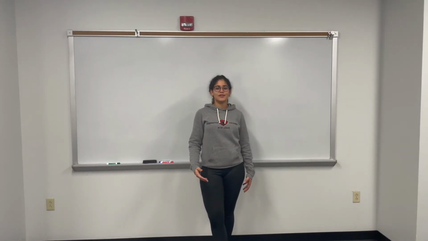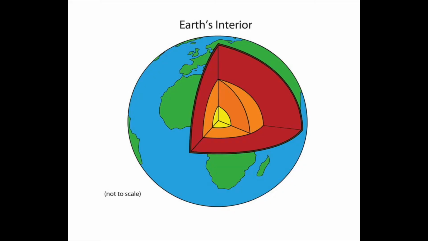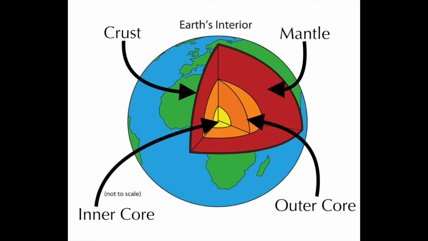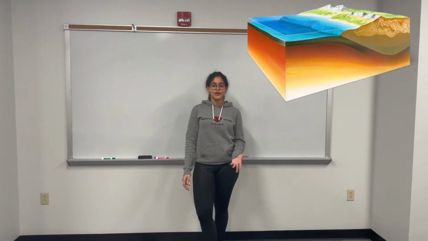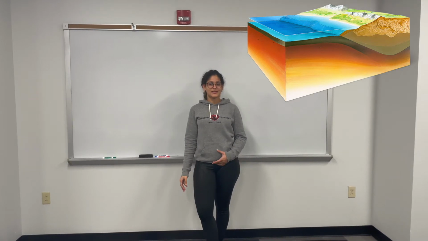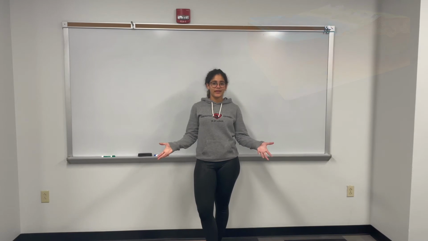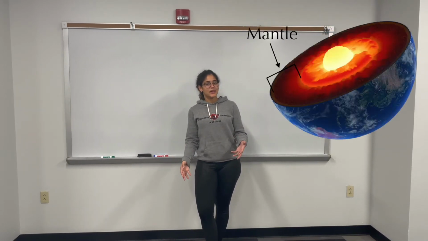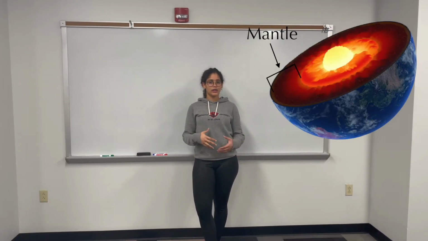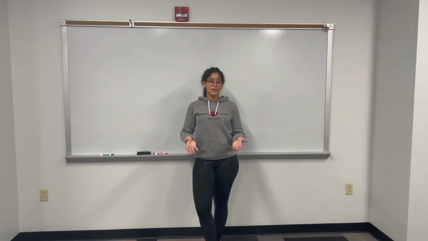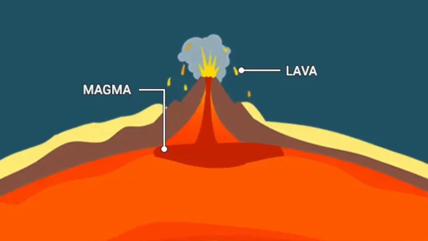Before we can jump into volcanoes, we need to talk about the Earth's structure. The Earth is divided into four main parts: the crust, the mantle, and the inner and outer core. The crust is the outermost layer of the Earth. It's made up of buoyant rocks, which are rocks that float well, and it's where we live. The mantle is made up of semi-liquid molten rock called magma. When this magma comes to the Earth's surface, we call it lava.